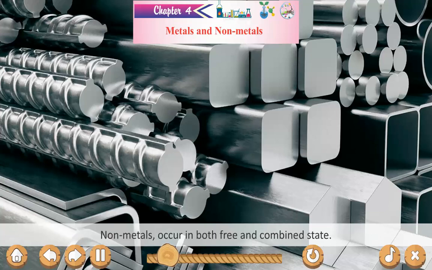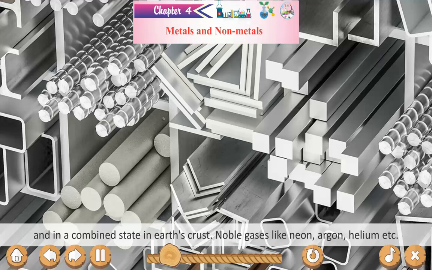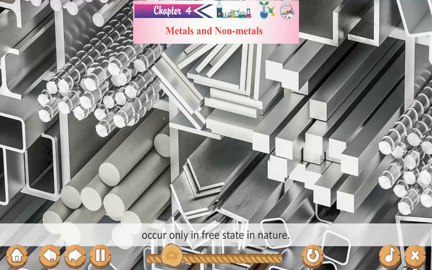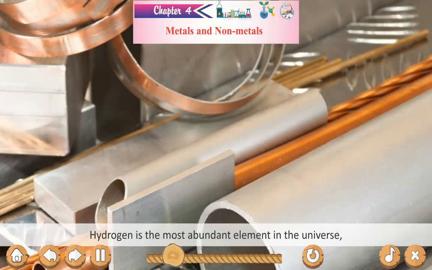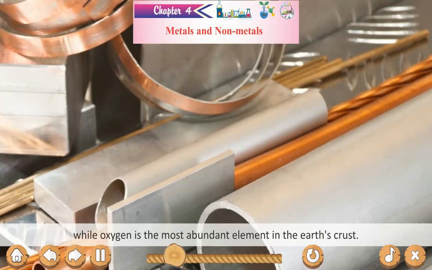Non-metals occur in both free and combined states. Non-metals like oxygen and nitrogen occur in free state in air and in a combined state in Earth's crust. Noble gases like neon, argon, helium, etc. occur only in free state in nature. Sulfur occurs both in a free state and combined state in the Earth's crust. Hydrogen is the most abundant element in the universe, while oxygen is the most abundant element in the Earth's crust.